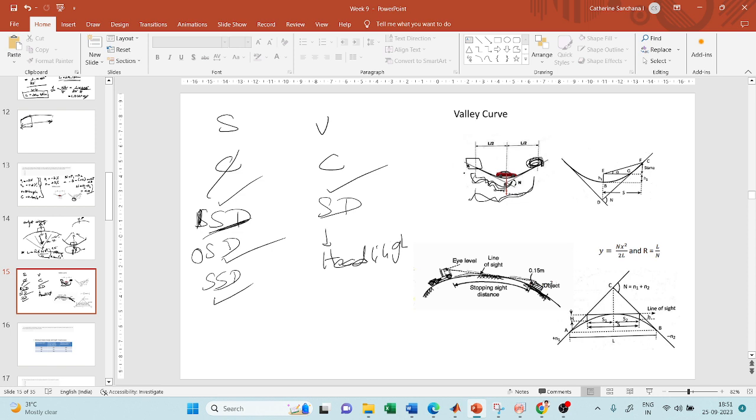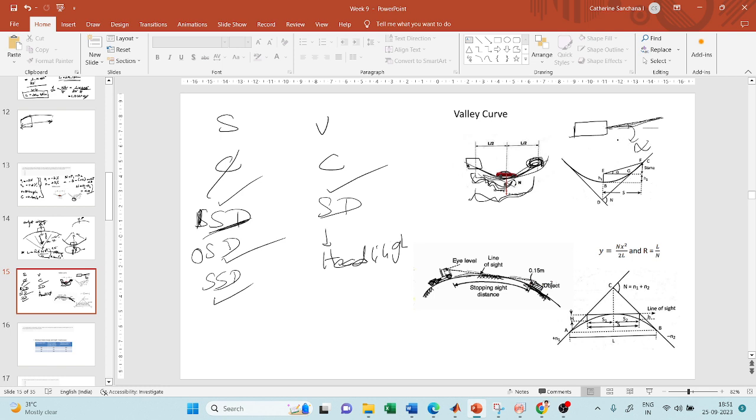In the daytime, you can move your eyes here and there and you can easily see obstructions on this valley curve, whereas your headlight is only pointed in one direction. If this is my vehicle, my headlight will have a light beam with a slightly elevated angle. So this is fixed.